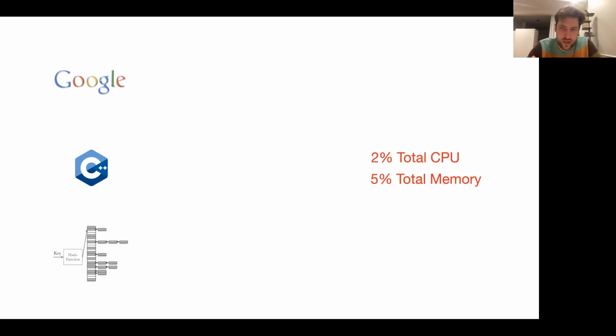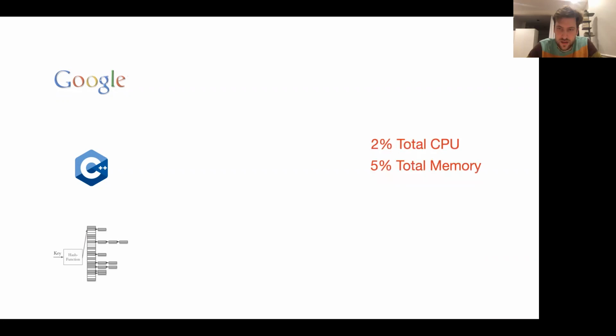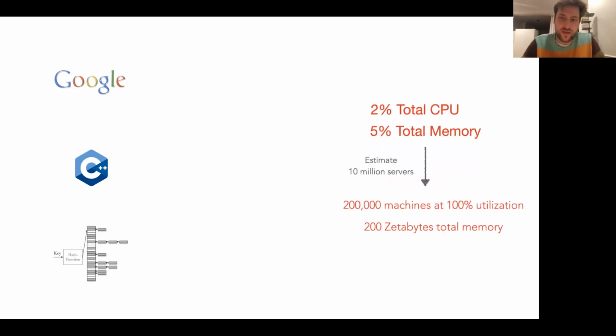We focus on hash tables because they are a large part of the overall cost of systems. So for instance, at Google, they did a benchmarking study in 2018, finding that 2% of their total CPU usage at the company and 5% of their total memory usage at the company was in C++ hash tables. Translating this, using something like an estimate of 10 million servers for Google, this would be something like 200,000 machines at 100% utilization running C++ hash tables, or 200 zettabytes of total memory taken up in hash tables. And then it says, just in C++.